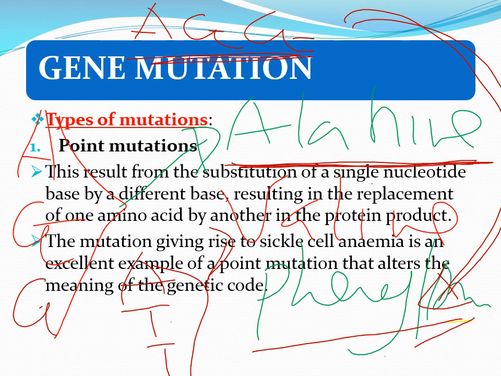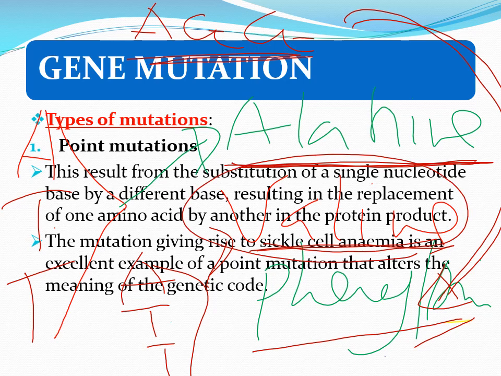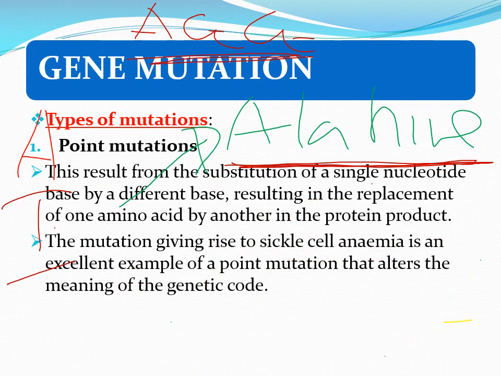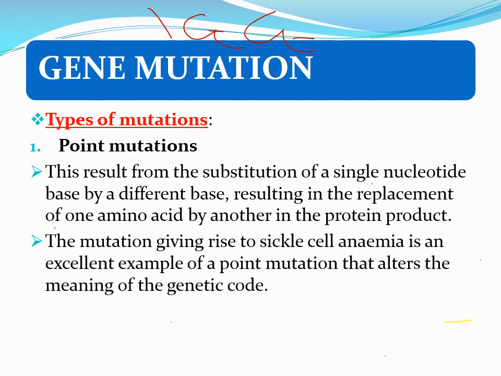Okay, another example. Let's say I replace guanine and put thymine. So adenine, thymine was responsible for valine. That means when you are making a protein, the first amino acid to be placed in position number 1 will be valine. It will not be alanine, the correct amino acid. Because you are placing a different amino acid, the protein which is going to be formed will be dysfunctional, not working, or an abnormal protein.